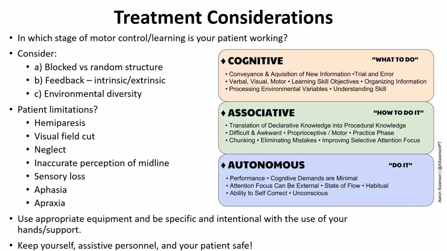Things to consider during your treatment. And again, we've talked about all these things before. What stage of motor control? Are you working in stability, mobility, or dynamic postural control? What stage of motor learning is your patient in? Are they cognitive, associative, autonomous? You want to consider the kind of practice schedule, whether it's going to be blocked versus random, how much feedback you're going to give, when to monitor or manipulate environmental diversity.